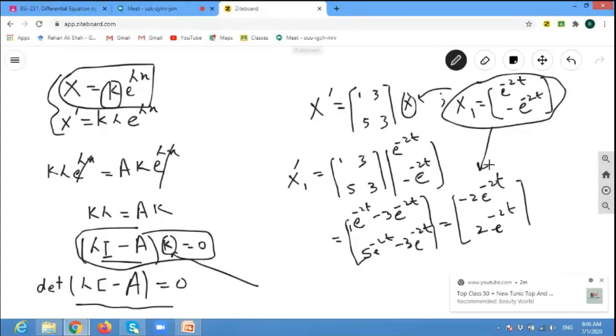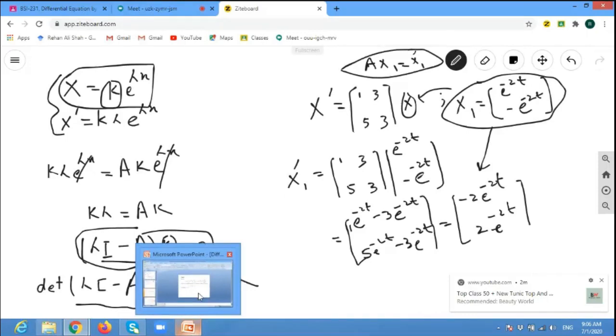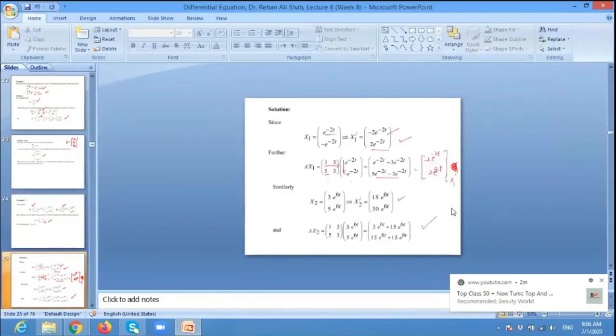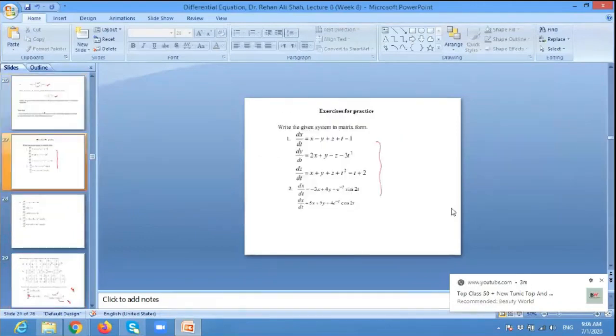So if you multiply A with x1, you actually obtain x1 dash. So this is satisfied, and x1 is the solution of this system. Similarly, you can replace x by x2 and verify this one. So this is the procedure for that.